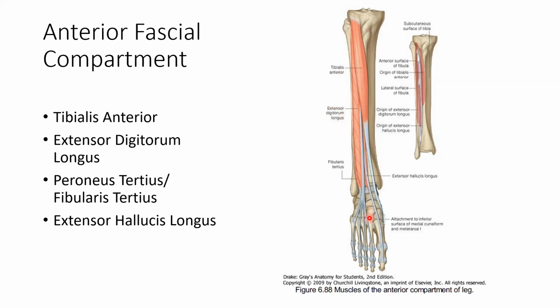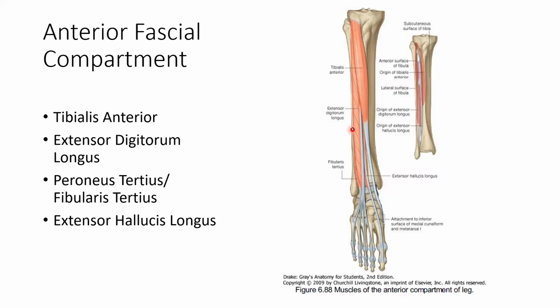This extensor digitorum is attached to the extensor expansion of the lateral four toes. That's why it's called the extensor digitorum. Longus means it's long. There's an extensor digitorum brevis in the foot area. Brevis means short, because it's a short extensor of the toes. The longer muscle is called longus. Then hallucis means the big toe. The extensor of the big toe is called the extensor hallucis longus. Then you have the fibularis tertius.